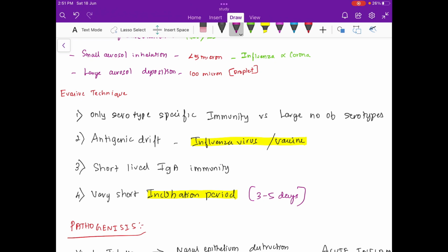And the third type is a short-lived IgA immunity. Viruses which affect the upper respiratory tract are usually protected against by immunoglobulin A. This immunoglobulin A is a secretory immunoglobulin, and it is also fondly called mucosal paint. It paints the mucosal surfaces, but this IgA is short-lived and the incubation period is very short. The body does not have time to react and produce lasting immunity against the viruses, because the viruses have an incubation period of about 3 to 5 days.